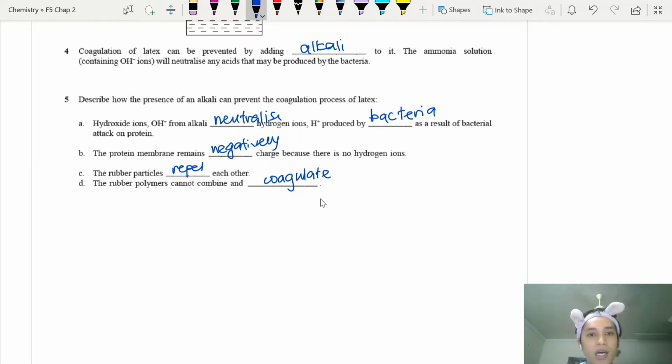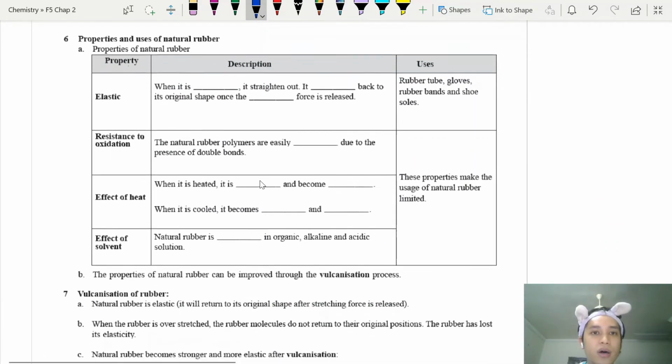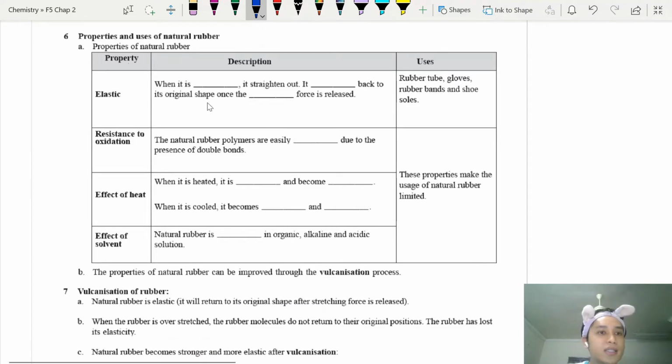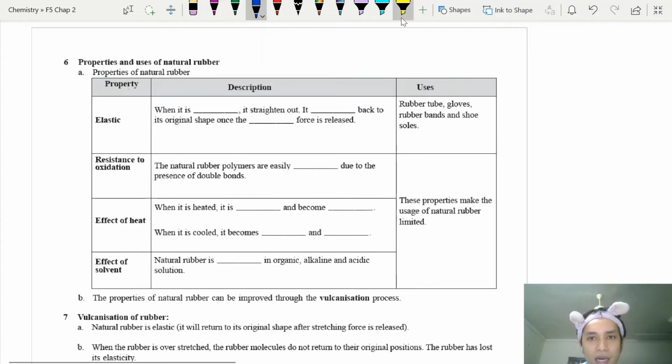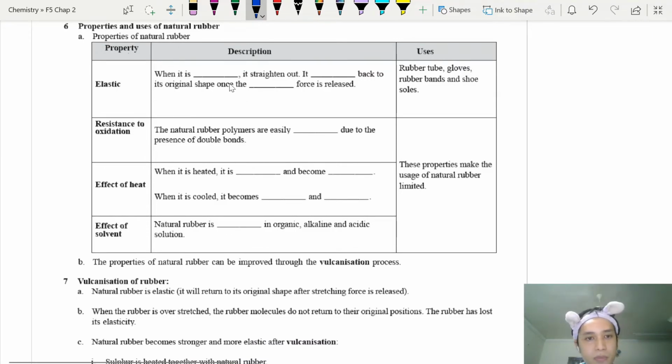So two things: how acid promotes coagulation, and how alkali prevents coagulation of latex. Two explanations you all must know. So that is it, the coagulation of latex. Next is the properties. This one is normally asked in your essays. They ask you to compare between different types of rubber. So first you need to know the properties of natural rubber.